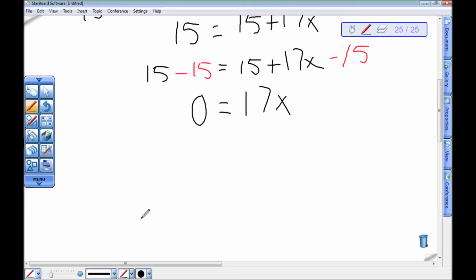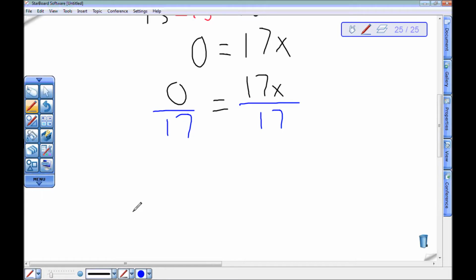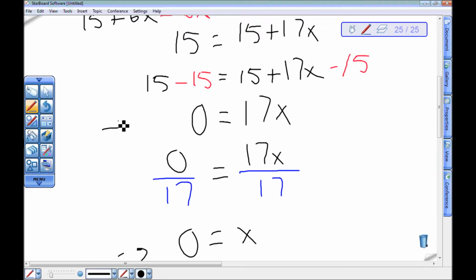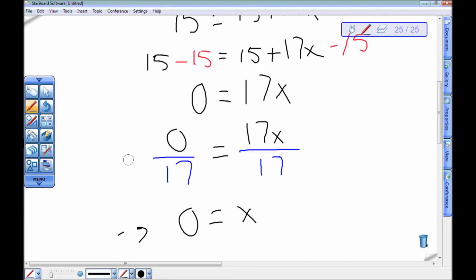Okay. Now I'm down to that case where I've got one thing equals one thing. I'm ready to divide to get my coefficient on my number equal to 1. So I want to get this 17x down to just x. So I'll divide by 17. 0 divided by 17. If I take 0 and put it in 17 parts, I'll get 0. 17 times x divided by 17 is x. So 0 is the solution to this equation, right? If I put 0 in here, I get something that's true. In fact, if I put 0 in any of these equivalent equations, I'll get a true equation.